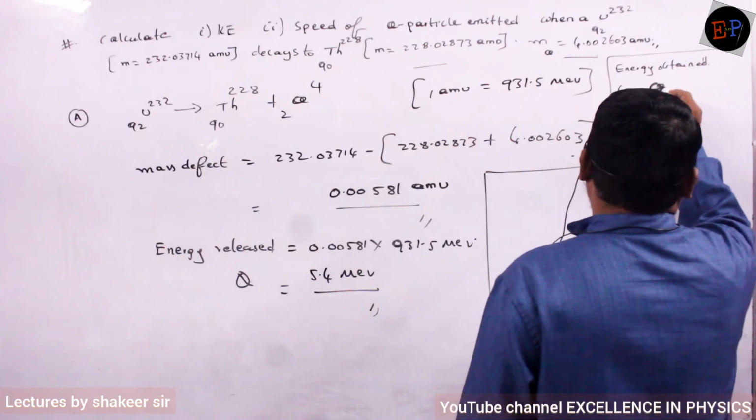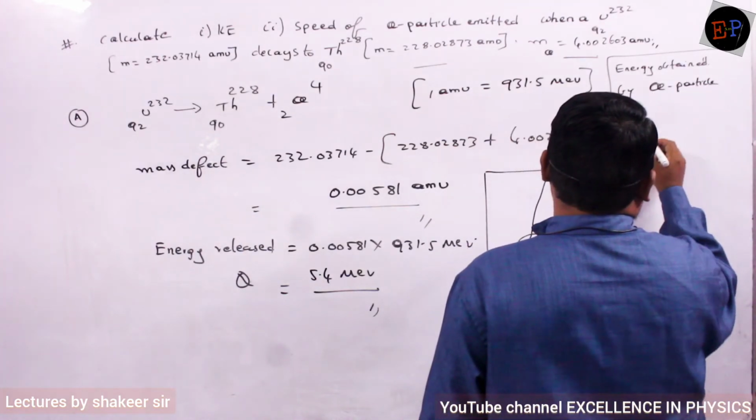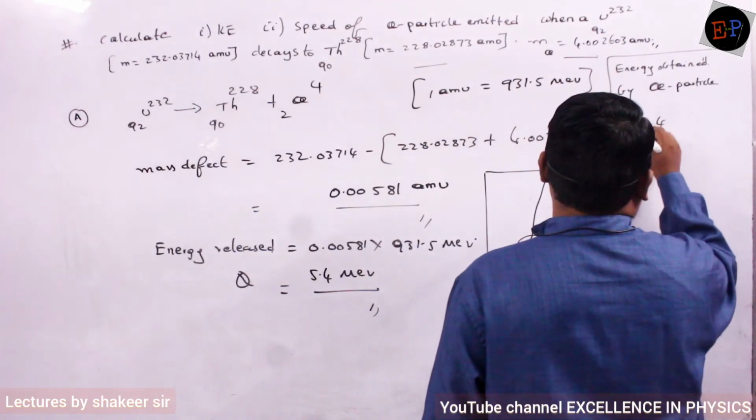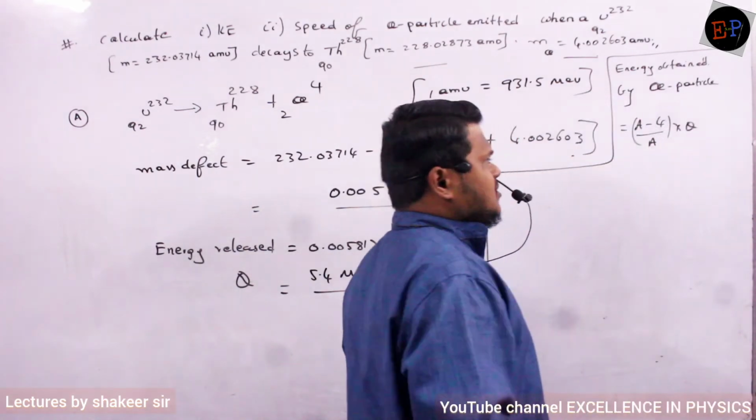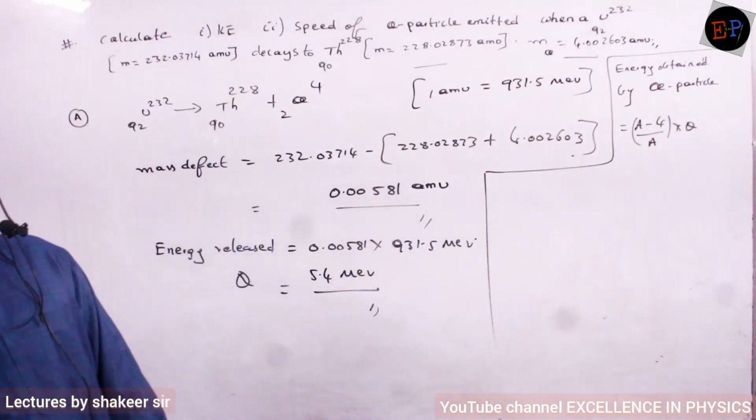For the alpha particle, there is a formula. And what is that one? It is (A minus 4) divided by A, multiplied by Q. This is the amount of energy obtained by the alpha particle. Are you able to understand, ma? What is meant by A there?